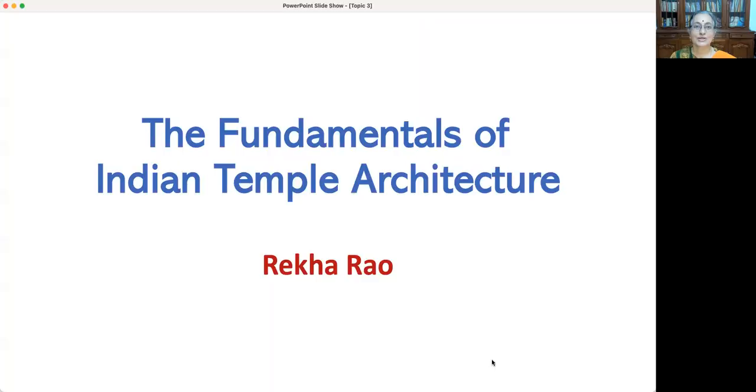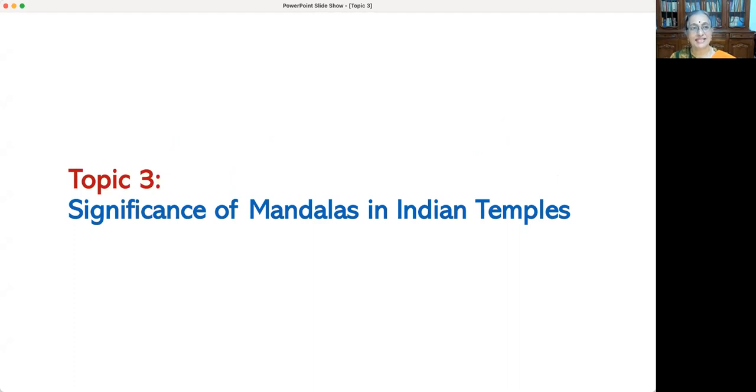Welcome to the course on the fundamentals of Indian temple architecture. This is topic 3 of an 8-part series. In this topic, we will discuss the significance of mandalas in Indian temples. Mandalas are circular or square-shaped patterns found in the inner ceiling of the assembly hall in every Hindu temple. They are sacred power diagrams of a particular configuration with elementary geometrical designs and motifs.